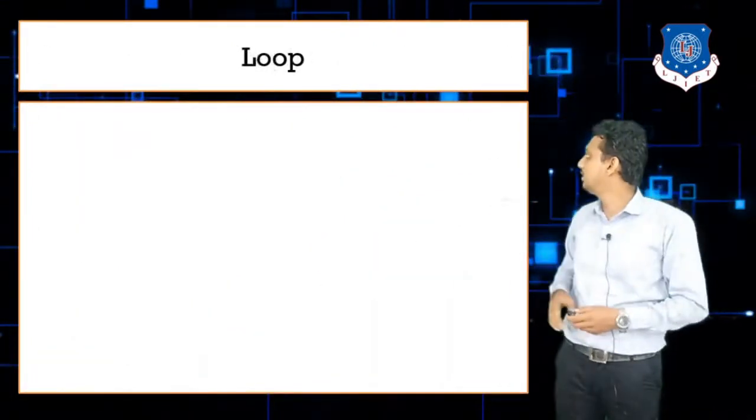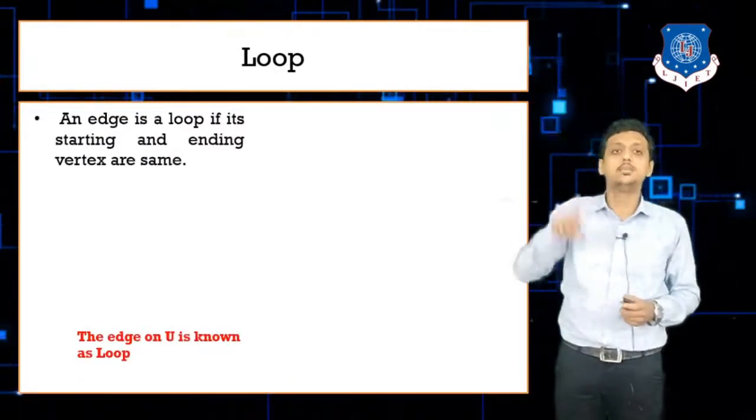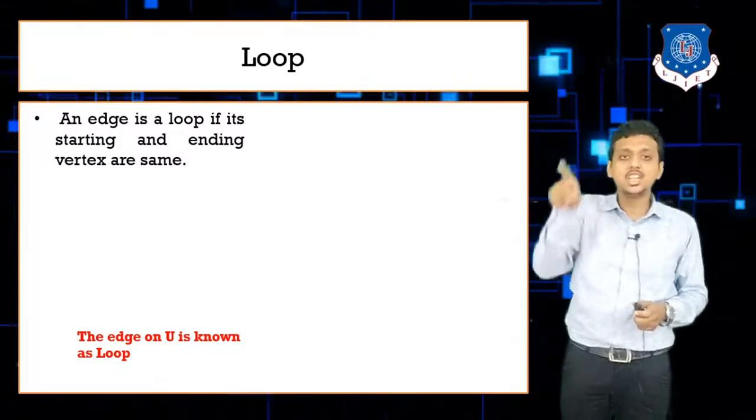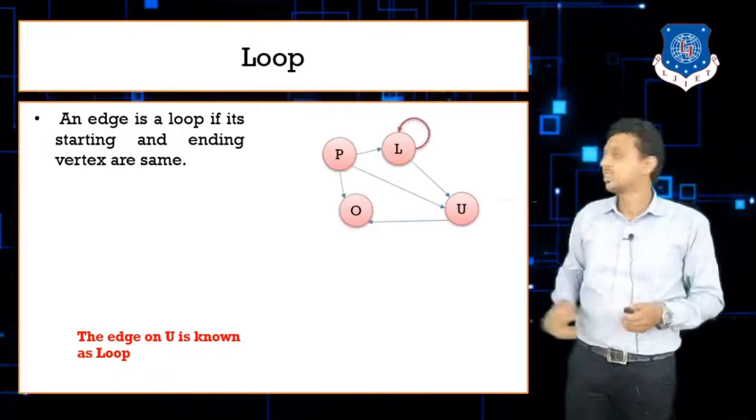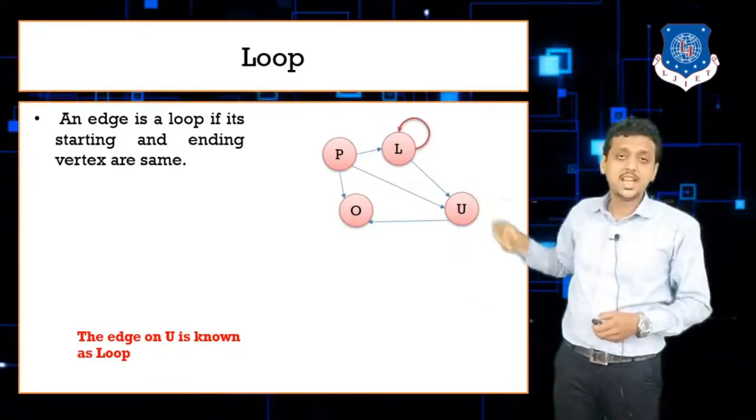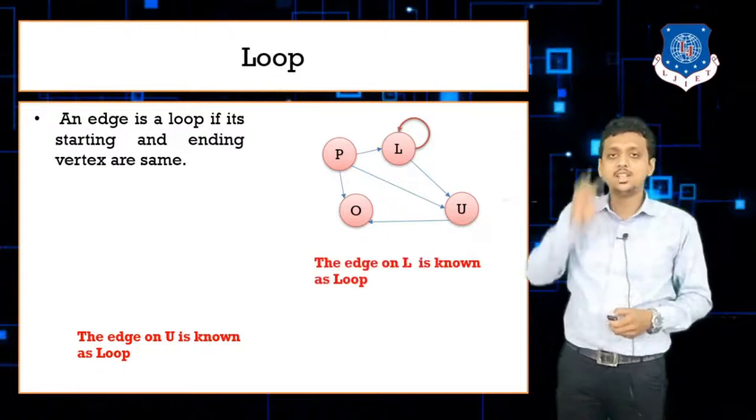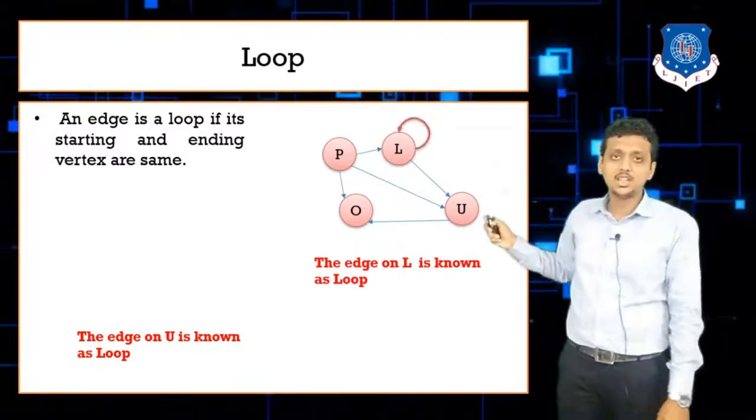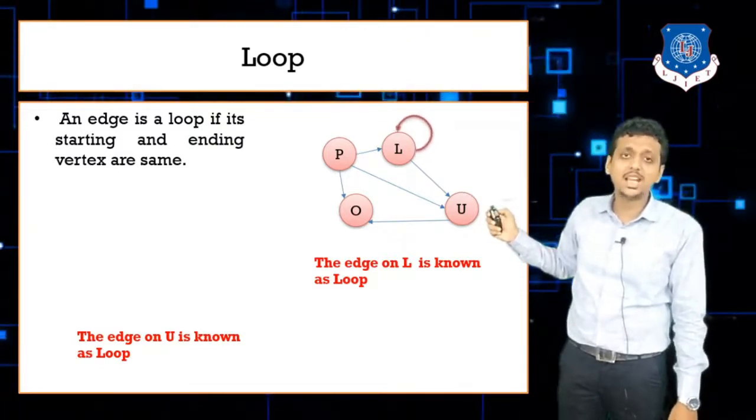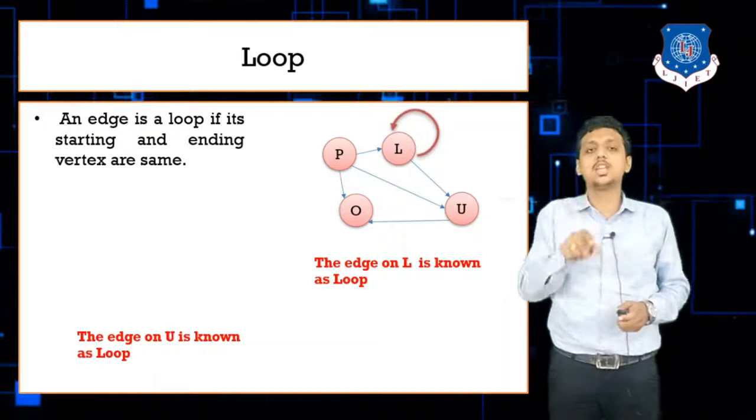Now, next I have loop. Loop means, students, when an edge is connected to the same node. When an edge has the same starting and ending node, then that edge is known as a loop. Let's see. Here in this graph, check the edge of L. The L edge, that circle, I am emphasizing that particular edge. This edge has the same node as starting and ending. So students, this edge is known as a loop.